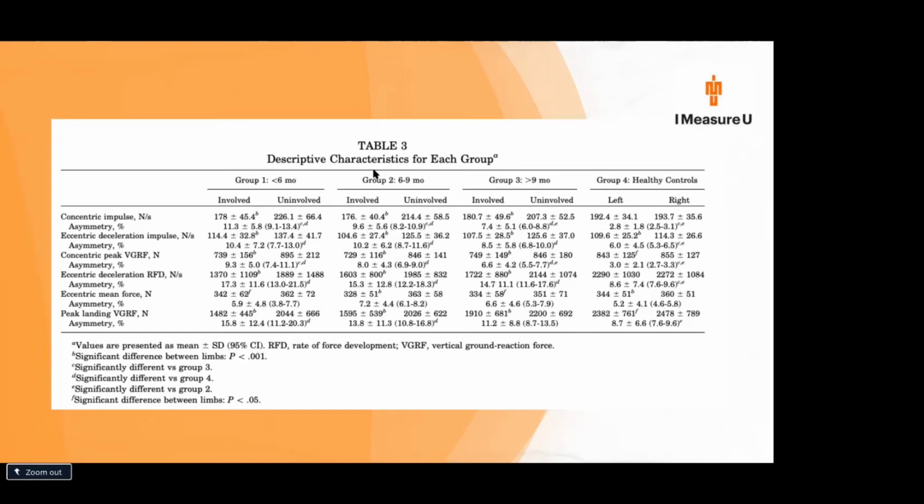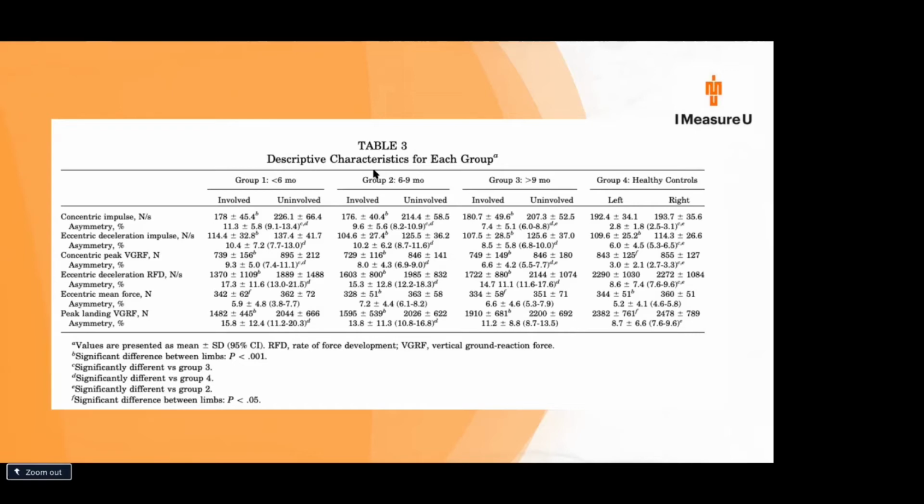And that was specific when looking at certain metrics: concentric impulse, concentric peak force, eccentric deceleration impulse, and eccentric deceleration rate of force development. They were the main components that remain significantly different.